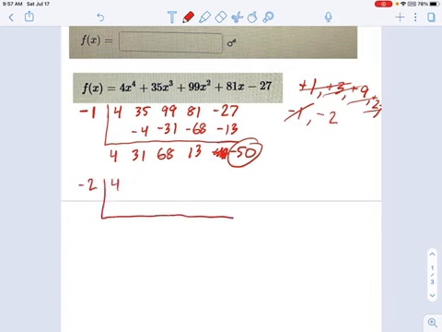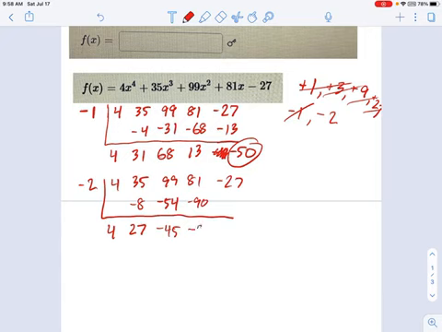Negative 2, 4, 35, 99, 81, negative 27. So we have 4 times negative 2 is negative 8. Add those up and we get 27. Oh, this is hard. Negative 54. Negative 45. Multiply it becomes negative 90. That becomes negative 9. Multiply that. It becomes 18. That was close, but no luck. We still get a non-zero remainder. So negative 2 isn't going to work.